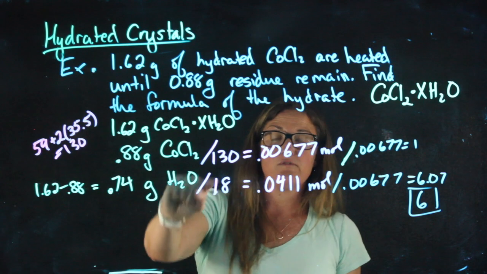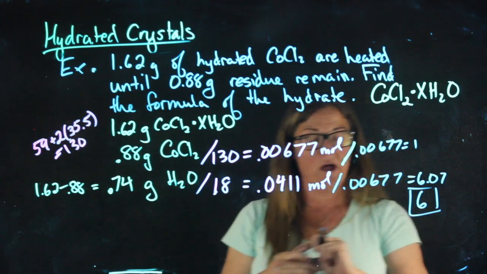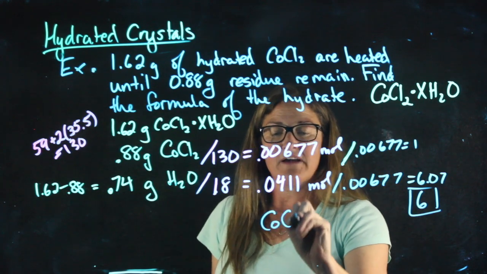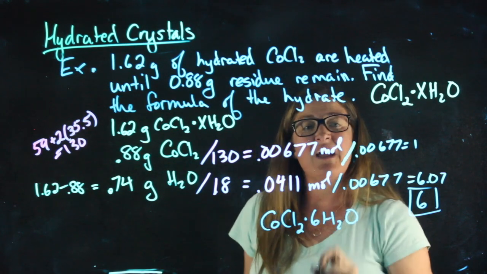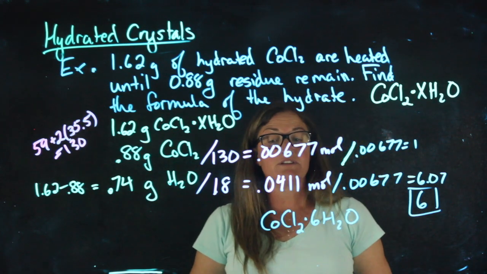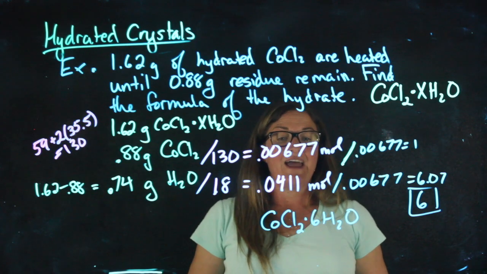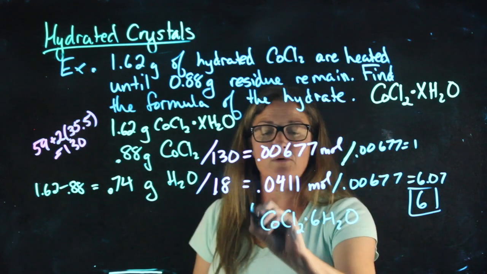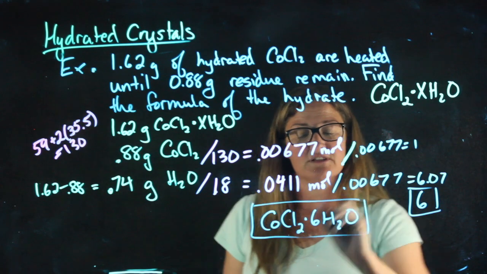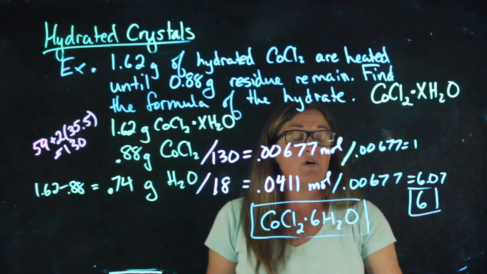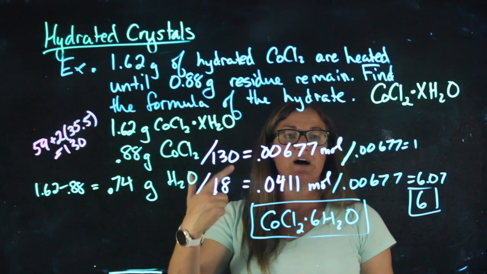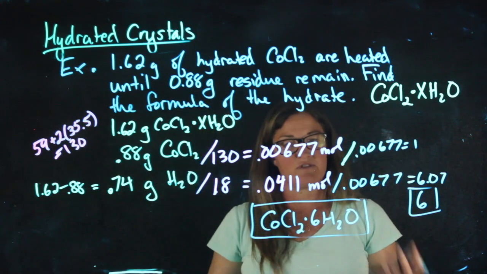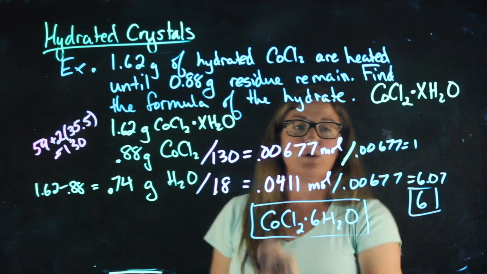I know that my ratio of water to cobalt chloride is 6:1, giving me a formula of CoCl2 dot 6H2O. If I were naming this, it'd be cobalt(II) chloride hexahydrate. You won't need to worry about the names, but if you hear it, that's what it's referring to. You will always have a whole number to 1. This is not a case where you'll need to multiply everything by 2 or everything by 3. It should always be a whole number to 1.